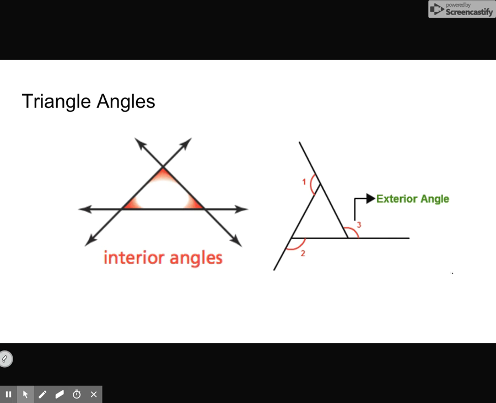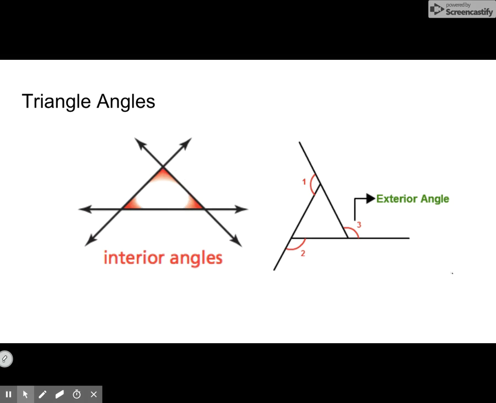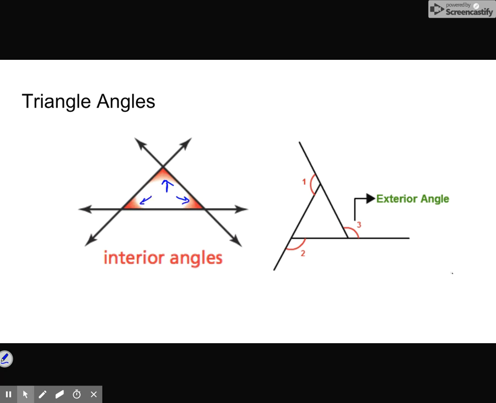So we have interior angles and exterior angles of triangles. Interior angles we're familiar with. They're inside the triangle. So these three angles are interior angles because they're inside. Then we have our exterior angles. Exterior angles are outside the triangle. And they're made by extending one of the sides all the way through a vertex to create that exterior angle.